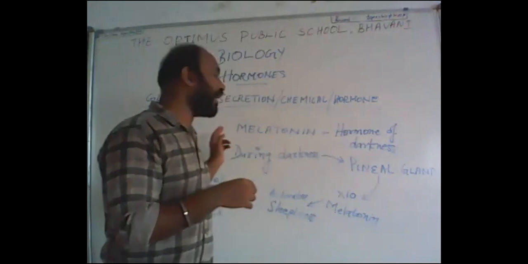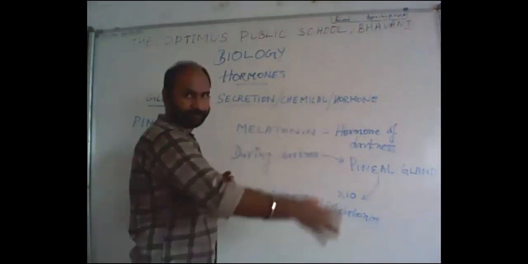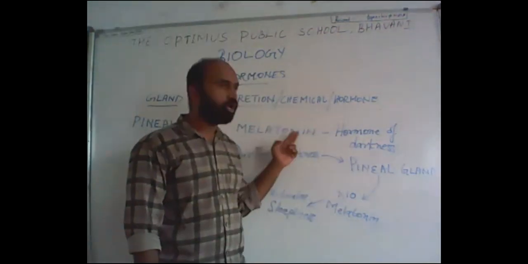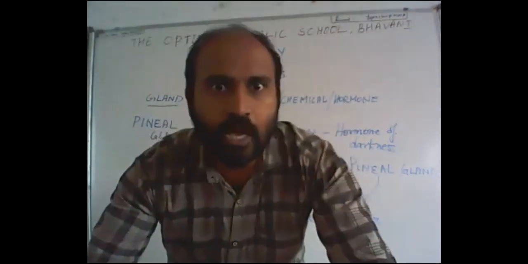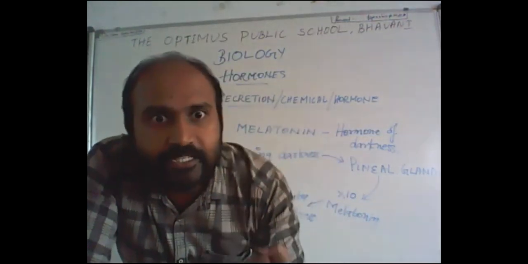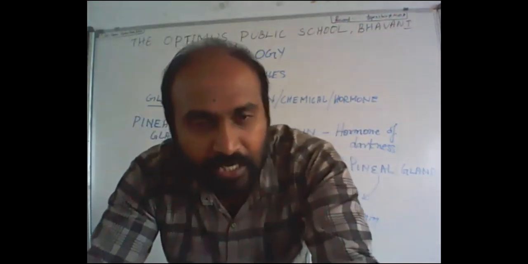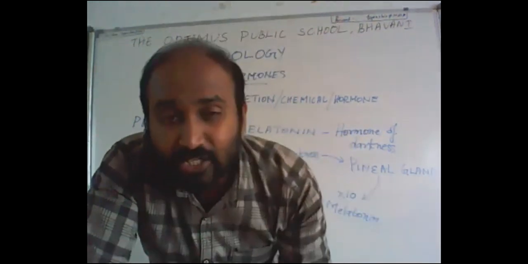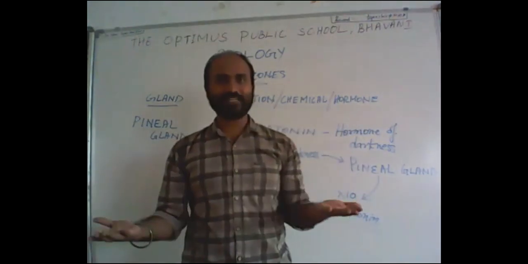The pineal gland is the gland. What does it secrete? Melatonin. Very important. Melatonin is also called the hormone of darkness. Hormone of darkness means it gets activated during dim light or darkness. Your brain is light sensitive because of your eyes, so you get a signal from the external environment that light is not there, it's night time.